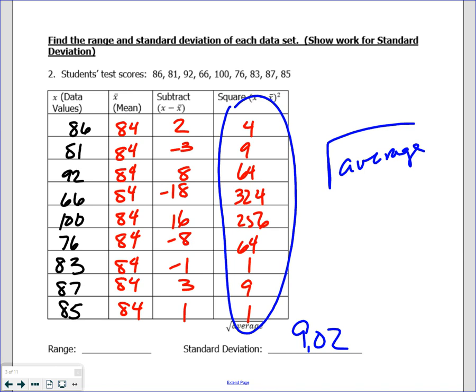Range is highest to lowest. So the biggest number in this data set is 100. The smallest number in this data set is 66. So the range is 34.